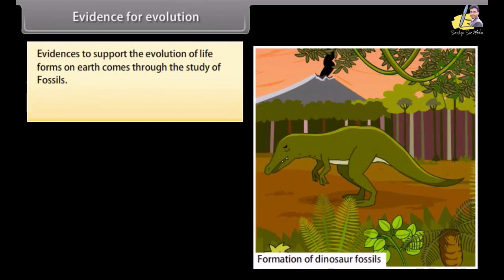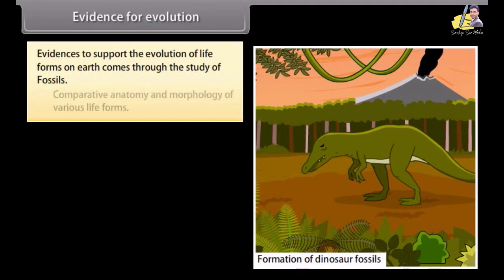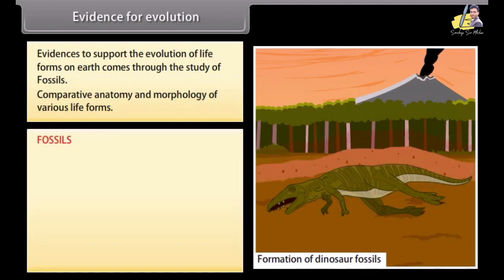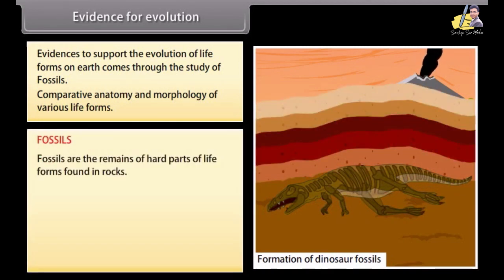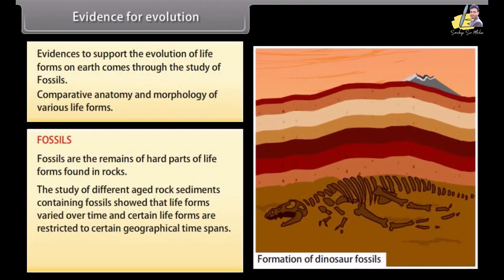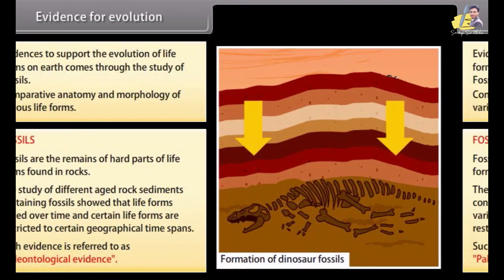Evidence for evolution. Evidences to support the evolution of life forms on Earth comes through the study of fossils, comparative anatomy and morphology of various life forms. Fossils. Fossils are the remains of hard parts of life forms found in rocks. The study of different aged rock sediments containing fossils showed that life forms varied over time and certain life forms are restricted to certain geographical time spans. Such evidence is referred to as paleontological evidence.